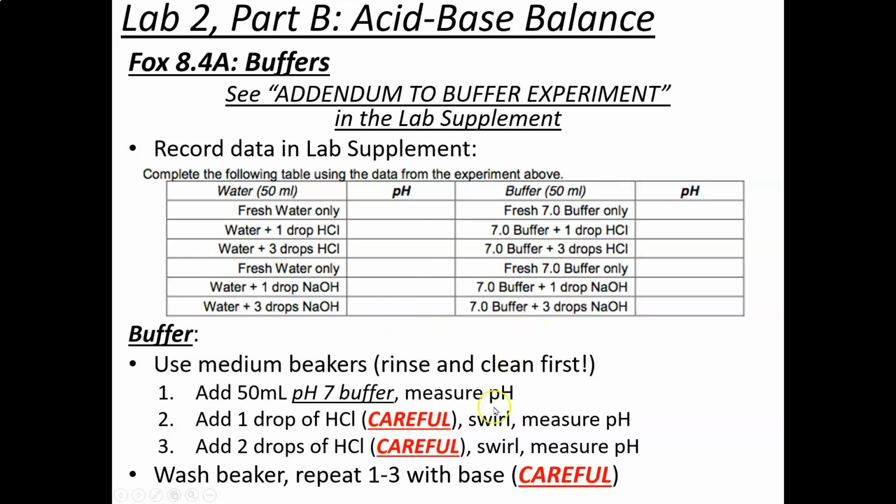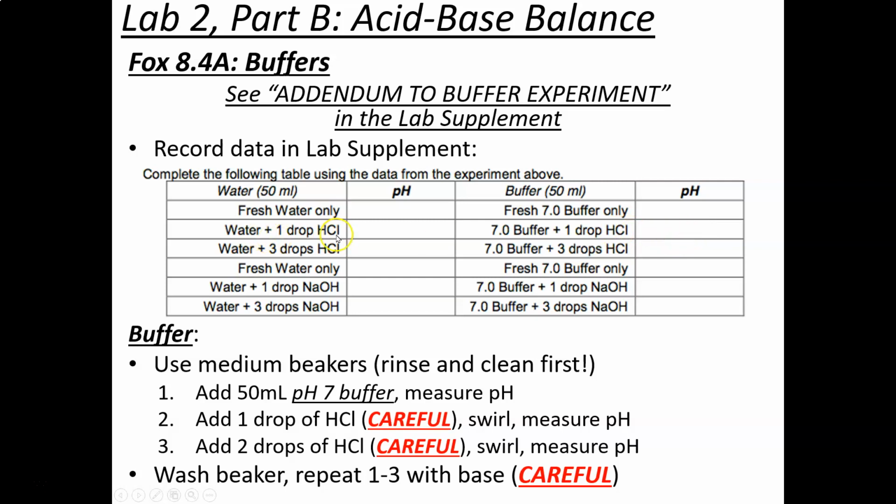Now what we're going to do is the exact same thing, except this time instead of using water, we're going to use a buffer. All right, so we're going to take the buffer at 7.0, and it's calibrated and manufactured to be 7.0. So we'd expect the pH to be 7.0. And now instead of using water, we have buffer, and we're still going to do 1 drop and then 3 drops.